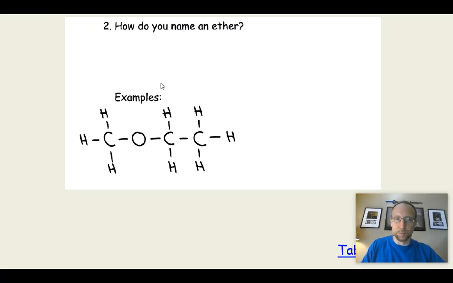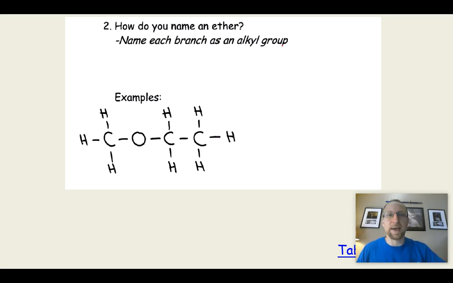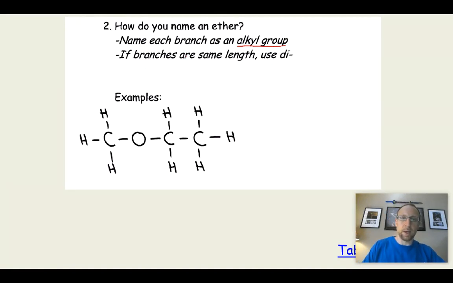So first thing you want to do is name each branch as an alkyl group. Those are our branches coming off of a branched hydrocarbon, so we name those alkyl groups. If the branches are the same length, we use di, because those are multiples of the same size branch. Just like in our general rules, use di, tri, etc. for multiples of the same size branch or the same functional group. And then they end in ether.